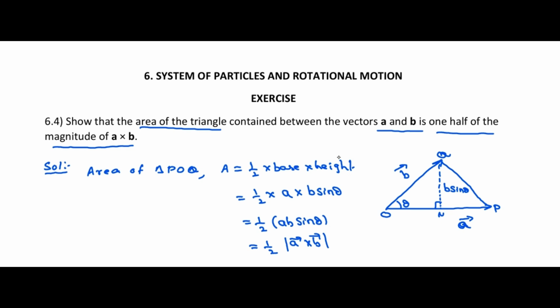Show that area of the triangle contained between the vectors A bar and B bar is 1/2 of the magnitude of A bar cross B bar. The magnitude of A bar cross B bar into half is equal to area of the triangle. So this is the proof.